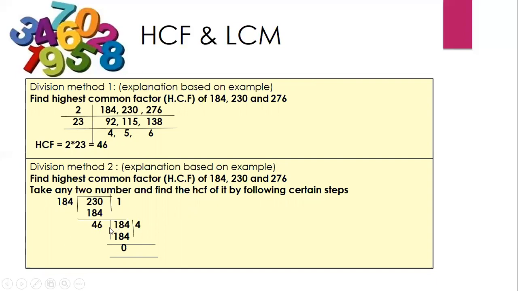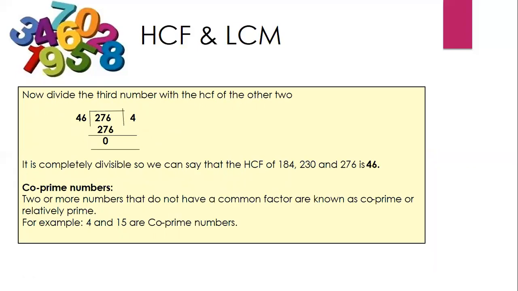So 184 when divided by 46, my remainder is 0. So now from this I can say this 46 is the HCF of 184 and 230. Now by the obtained HCF, just divide the third number. So 276 when divided by 46, I am getting remainder 0. Since 46 exactly divides 276, we can conclude that 46 is the HCF of 184, 230 and 276.